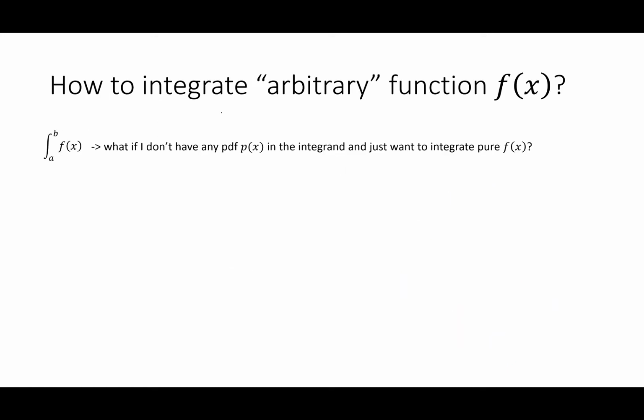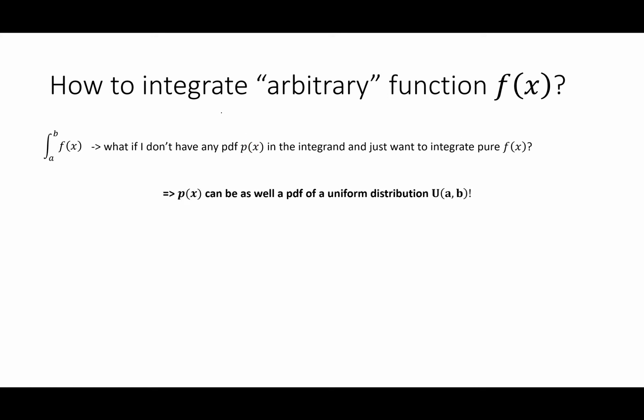Now maybe you're asking, Milan, you had this really neat function p of x, which was the exponential distribution's density function, basically. So what if I don't have any p of x in the integrand? What if I just want to integrate a random function f of x? Can I actually use this Monte Carlo thing or not?